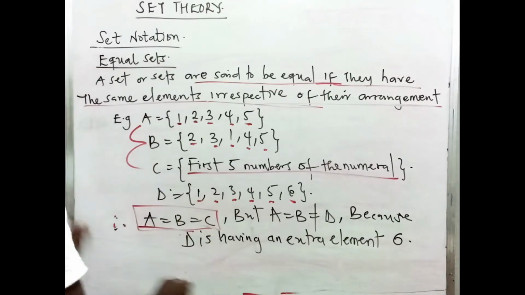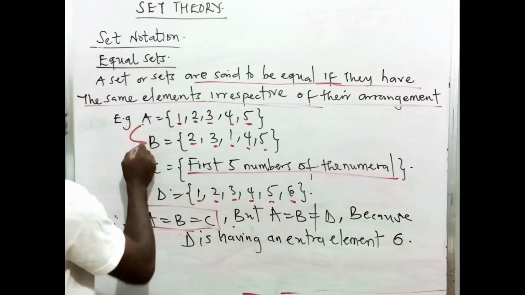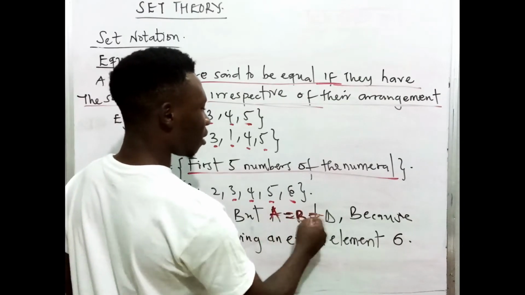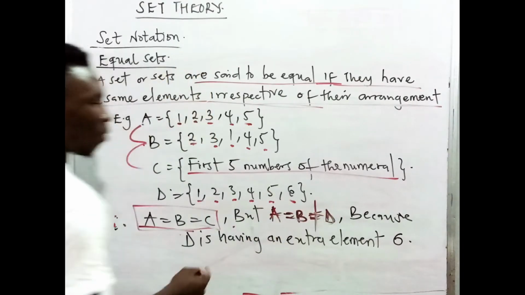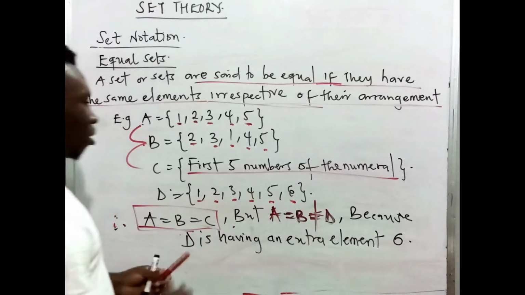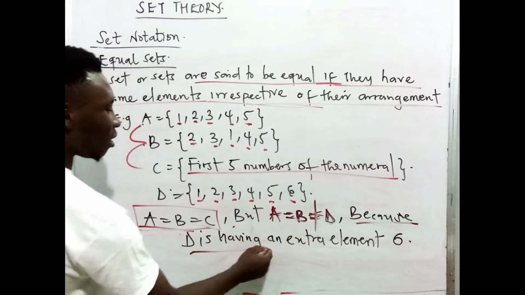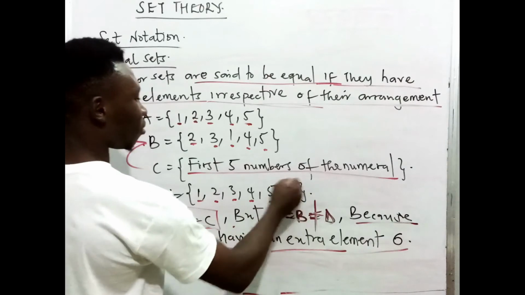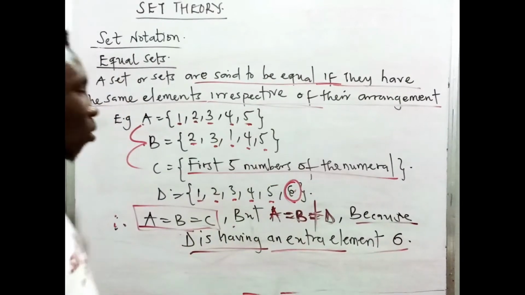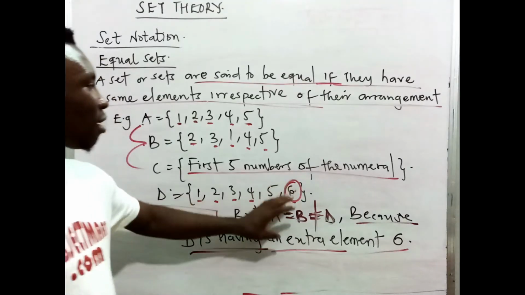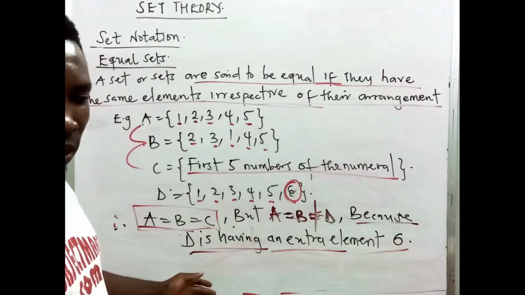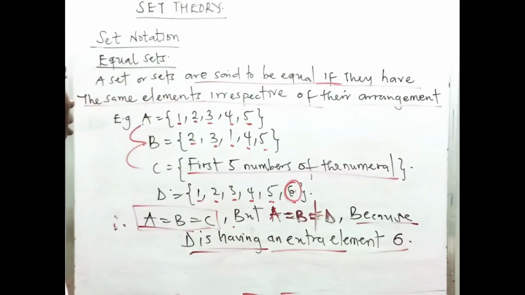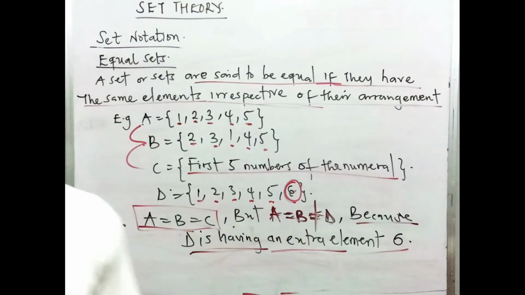Set A is equal to set B, but they are not equal to set D. Why are they not equal to set D? Because set D has an extra element. What is the extra element of set D? 6. Because of this 6, the sets are not equal. So equal sets are sets that have the same elements irrespective of their arrangement.